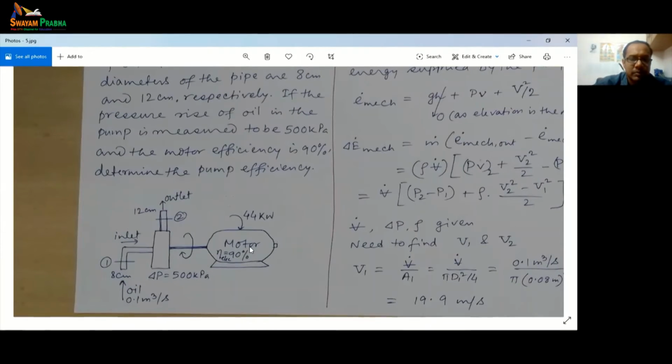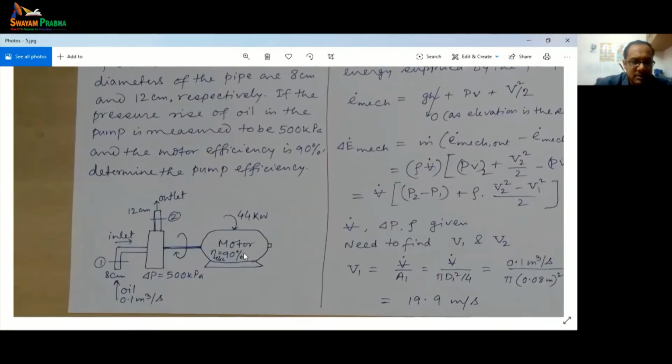So the amount of electric power it gets, it will transfer only with some loss, and that loss is 10%. Now you are to determine the pump efficiency. The whole problem is summarized in this figure. You can see you have a motor which takes 44 kilowatt of electric power from outside, and it has an electrical efficiency of 90%. Now it drives a shaft which drives the pump, and the pump raises the pressure by 500 kilopascal.